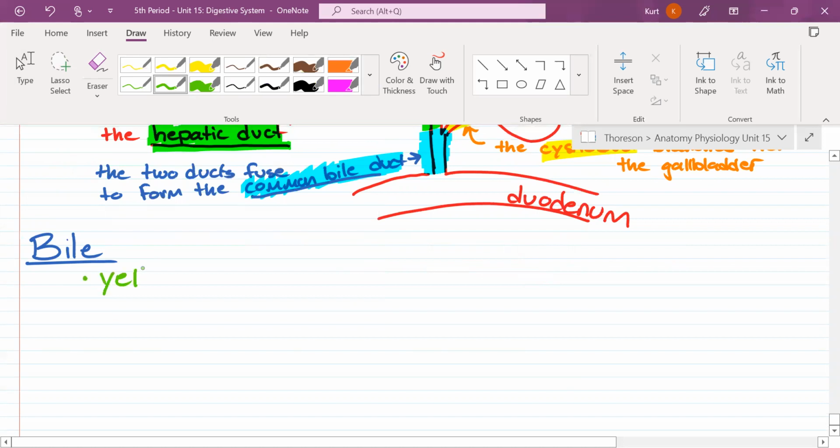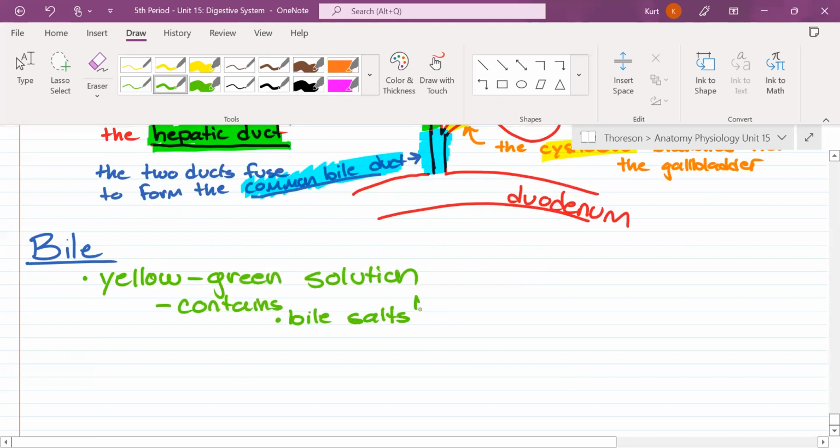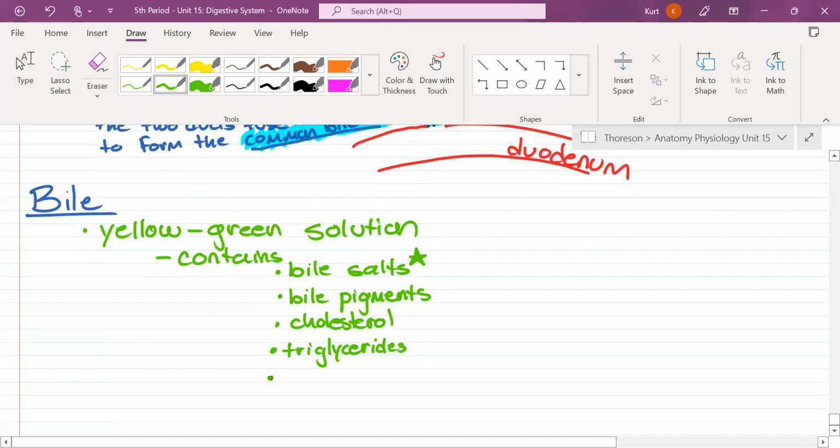Bile is a yellow-green solution. When the gallbladder is full, the gallbladder actually looks kind of a greenish yellowish color. It contains bile salts, which are going to be really important. I'm going to put a little star next to bile salts. So it's going to be important to discuss. Bile pigments, cholesterol, triglycerides, and phospholipids.